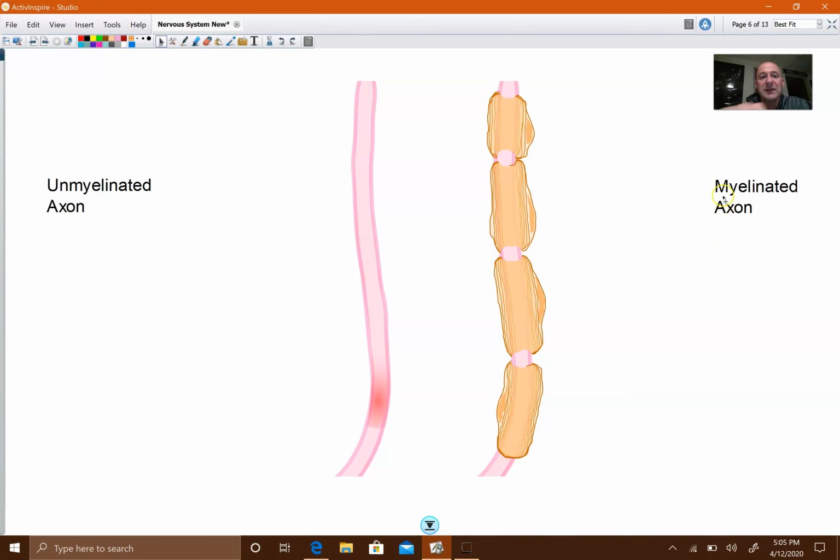And saltatory conduction, let me write that down for you. Well, it's not letting me write. Here we go. Saltatory.